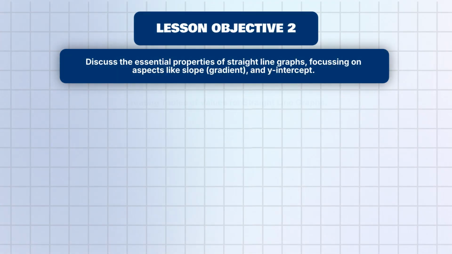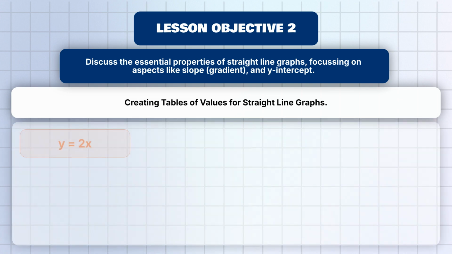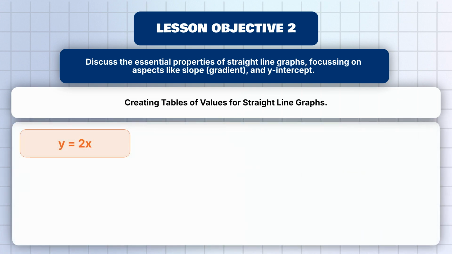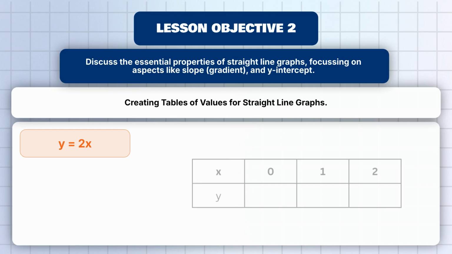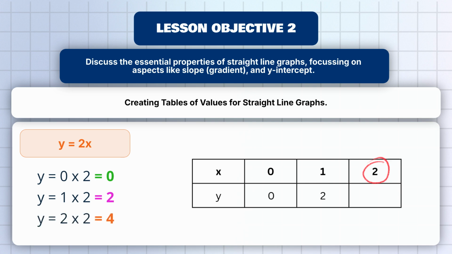Let's now begin to think about creating tables of values for straight line graphs. For example, let's create a table of values for one of our equations, y is equal to 2x, to understand how the rate of change remains constant. For y is equal to 2x, when x is equal to 0, y is equal to 0 multiplied by 2. This is equal to 0. Next, when x is equal to 1, y is equal to 1 multiplied by 2. This is equal to 2. Finally, when x is equal to 2, y is equal to 2 multiplied by 2. This is equal to 4.